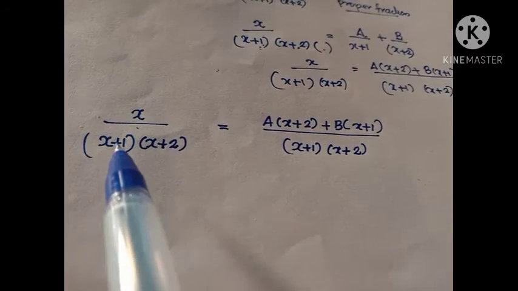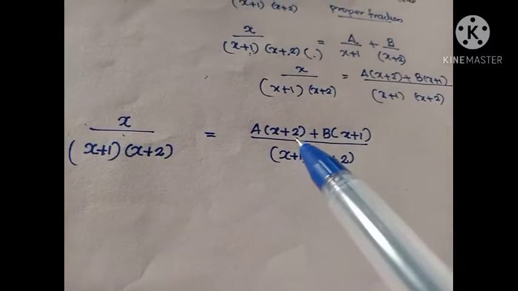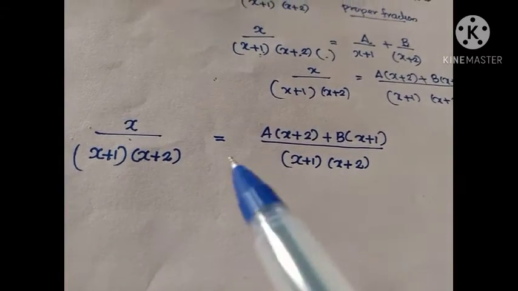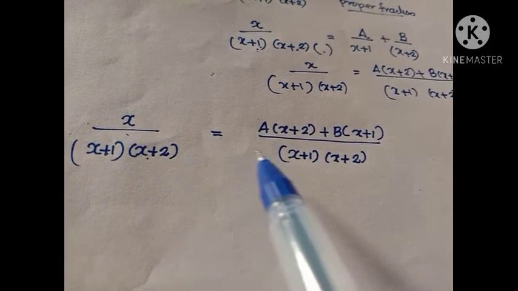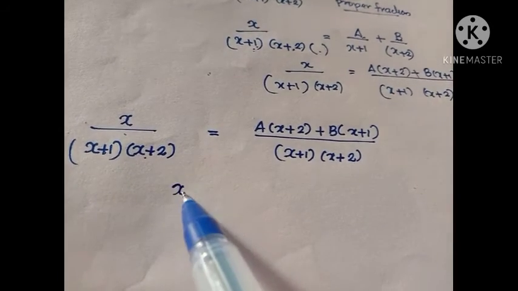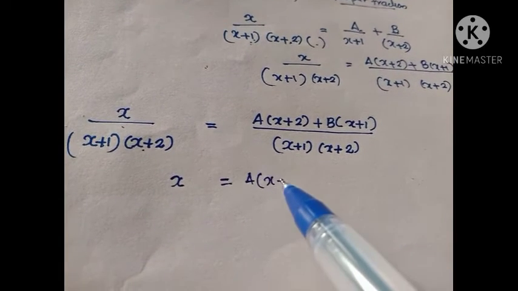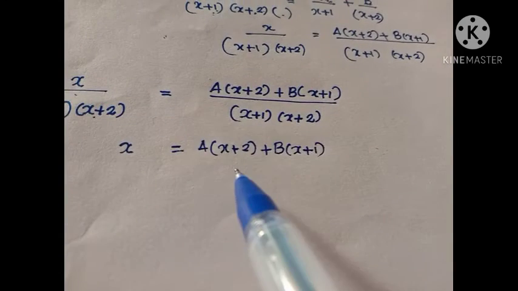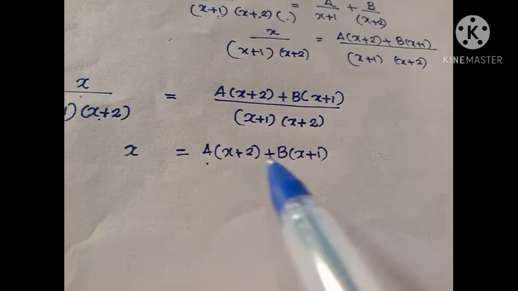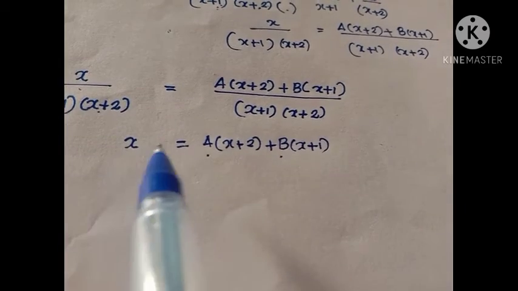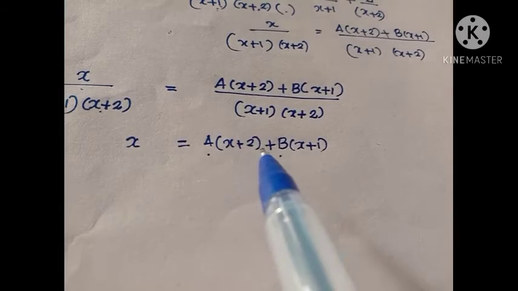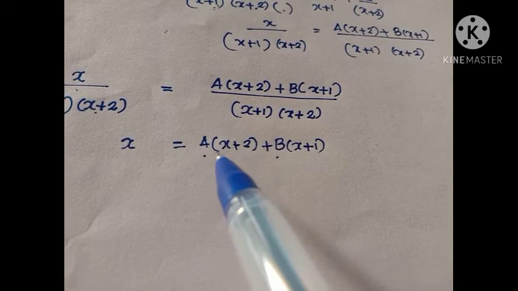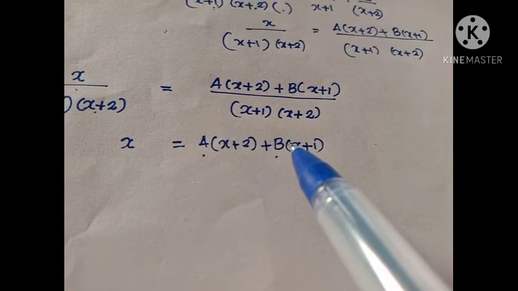Now x by x plus 1 into x plus 2 is equal to a into x plus 2 plus b into x plus 1 by x plus 1 into x plus 2. Here the denominators are the same. So we can write x equal to a into x plus 2 plus b into x plus 1. Now the next step is we want to find this a and b. You can equate the coefficient of x and the constant term, otherwise we can easily find them. First we need to eliminate a, then find b.